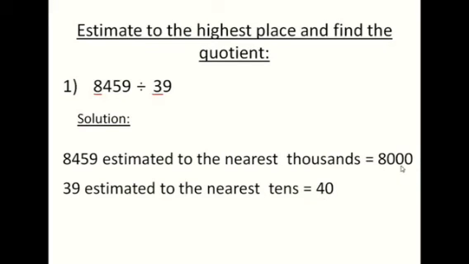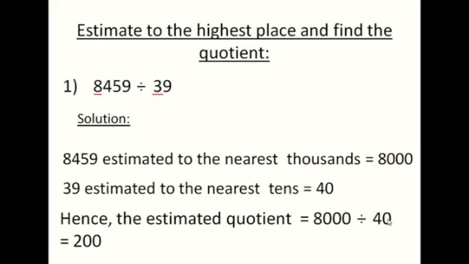Now we will do the division, 8000 divided by 40. So the estimated quotient equals 8000 divided by 40. Can you do this division by yourself? It is very easy. Write 8000 divided by 40 in the working column, do this division, and check the final answer. It is 200. I hope all of you are very much clear with the sum.